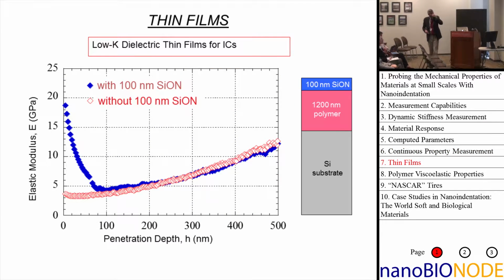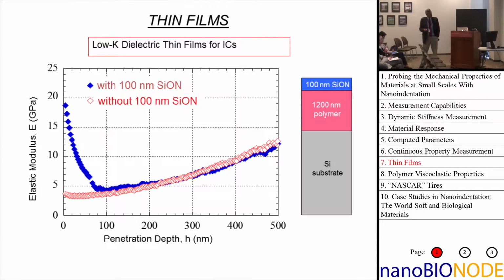Okay. Now, where does that become useful? Well, here's a good example of it. So this is now measuring the elastic modulus as a function of depth with continuous stiffness measurement for 1,200 nanometers of a polymer, so there's your soft stuff, sitting on top of a hard piece of silicon. Okay? And the polymer has a modulus, which is probably down here at about 3 gigapascals, so it's sort of typical polymeric kind of material.